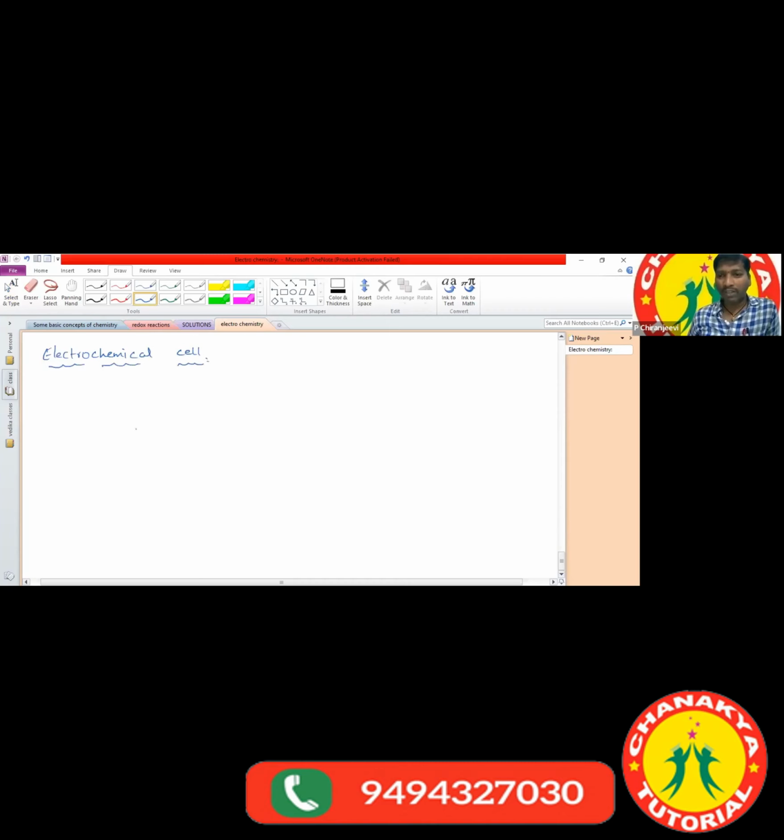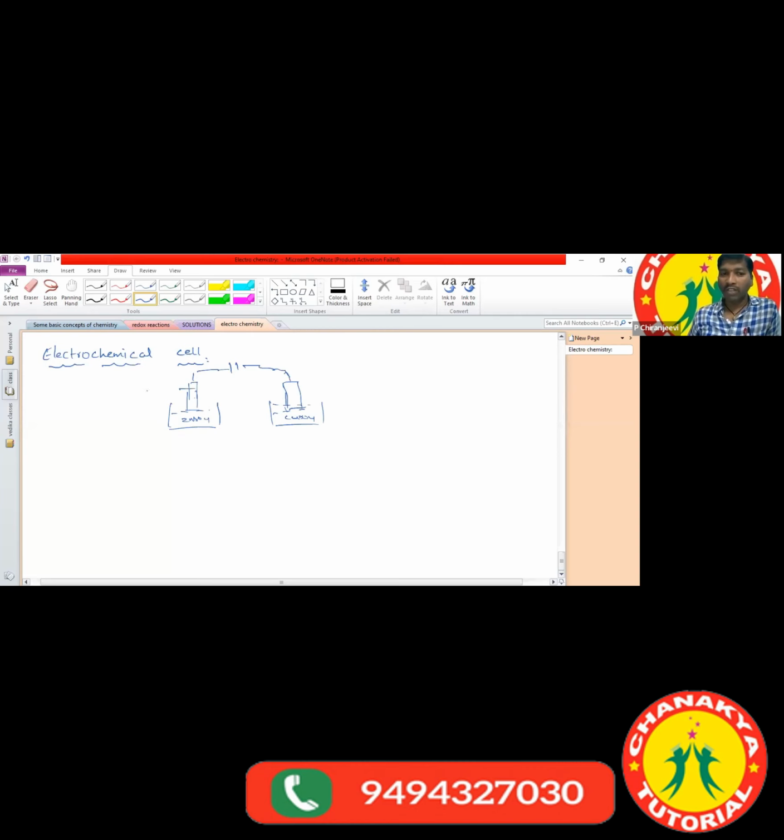So what is an electrochemical cell? The cell which converts chemical energy into electrical energy is called an electrochemical cell. It contains two compartments. In one compartment, zinc metal is placed in an aqueous solution of zinc sulfate. In the other, copper metal is placed in an aqueous solution of copper sulfate. These two are connected to the external circuit.